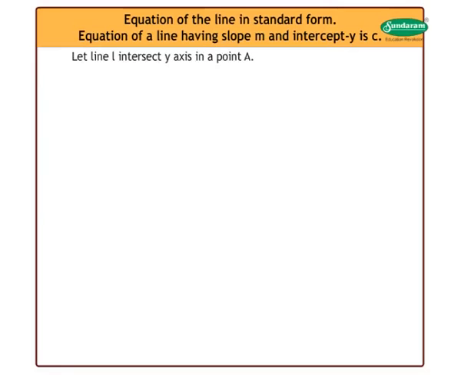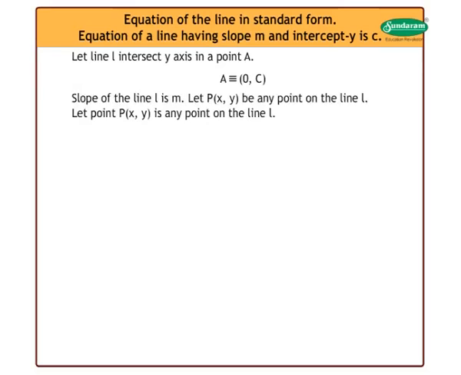Let line L intersect the y-axis at a point A. So, the coordinates of point A are (0, c). The slope of the line L is m. Let P(x, y) be any point on the line L.